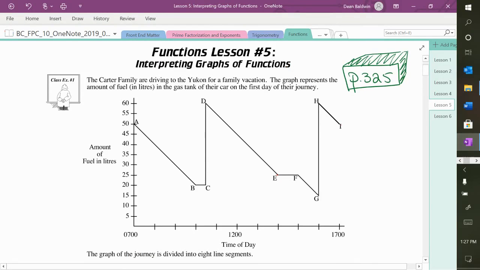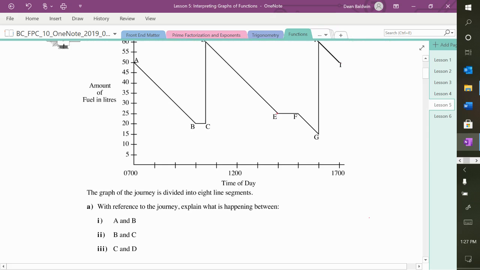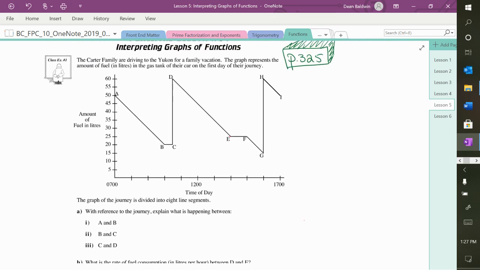All right, so page 325. Here we go. A family goes driving. This is a graph that represents time of day and amount of fuel in liters. Tell me what is happening in these sections.